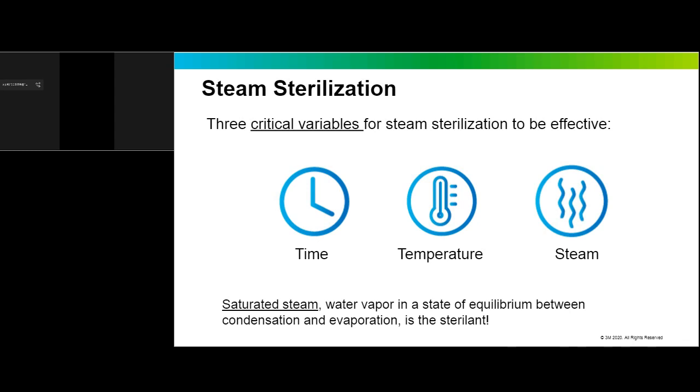If any one of these variables is missing, then the cycle may not be effective, meaning the devices might not be sterile. And while you probably check time and temperature on your printout, remember that saturated steam, which is water vapor in a state of equilibrium between condensation and evaporation, is our sterilant. And we need that saturated steam to come in contact with all load items. So good steam quality is essential.